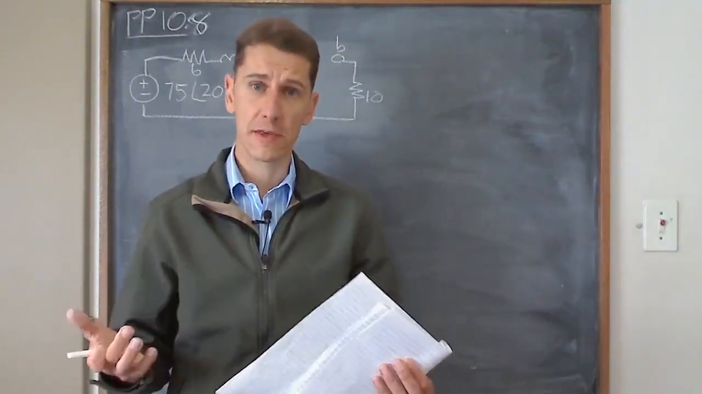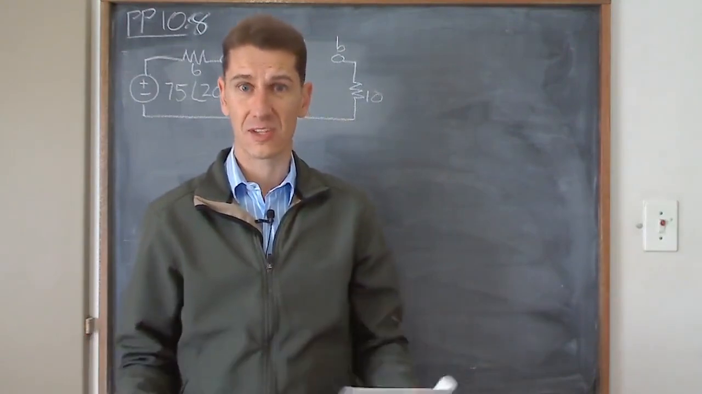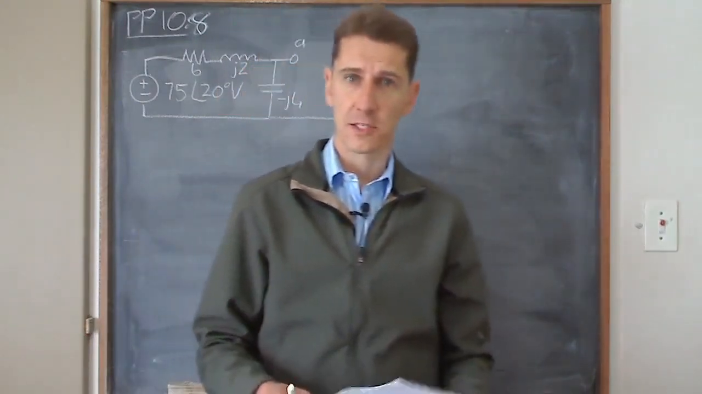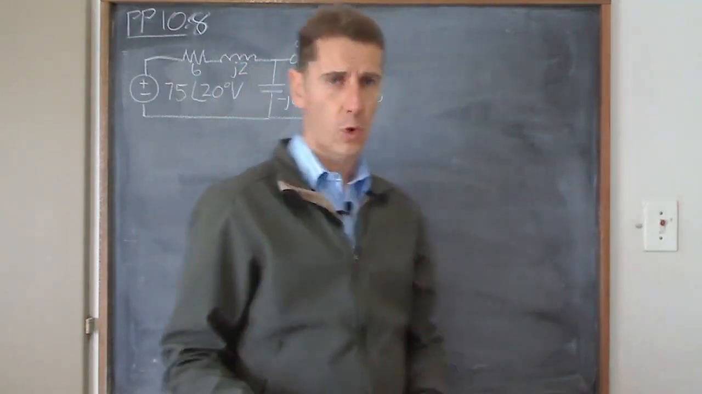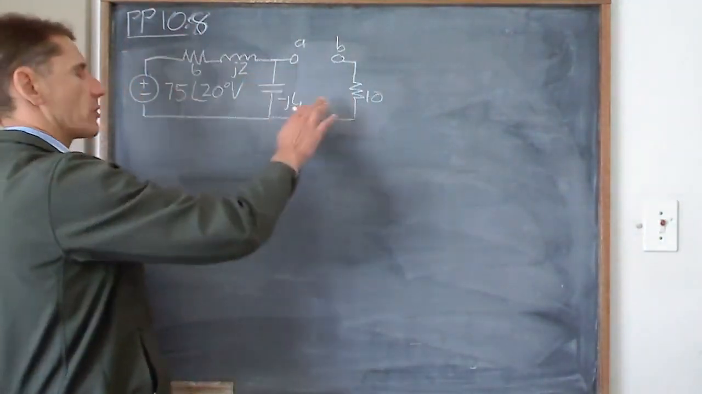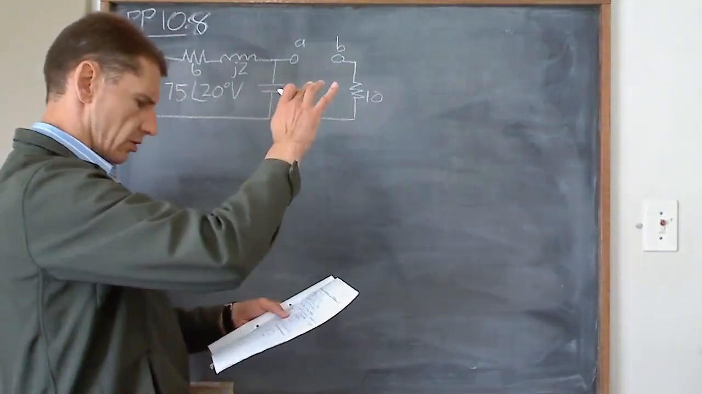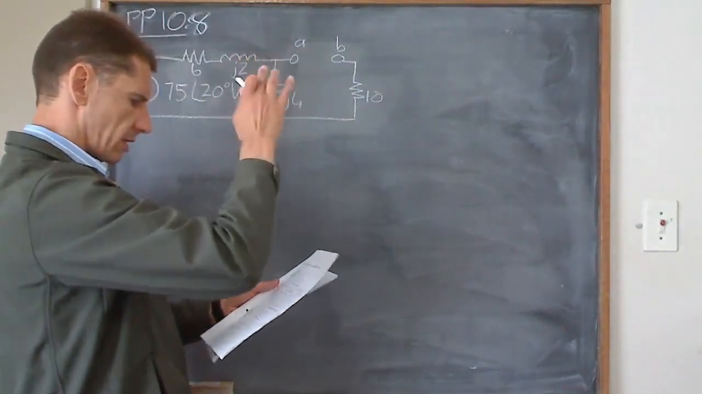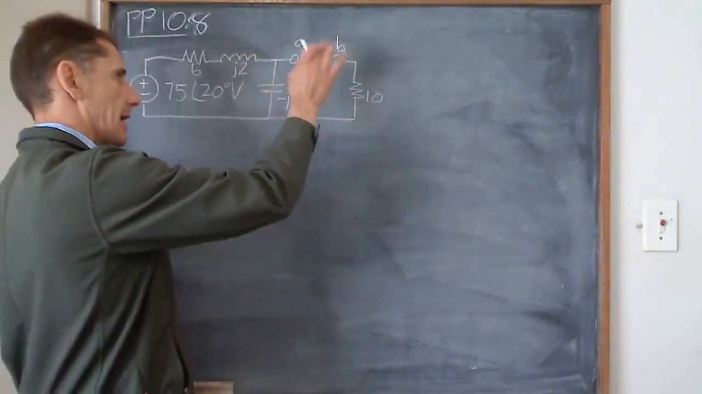And how do you get to the Thevenin and Norton circuit? You just use circuit analysis to find a specific voltage, impedance, or current. So now in practice problem 10.8, they want the Thevenin equivalent impedance, the Thevenin equivalent between terminals A and B.